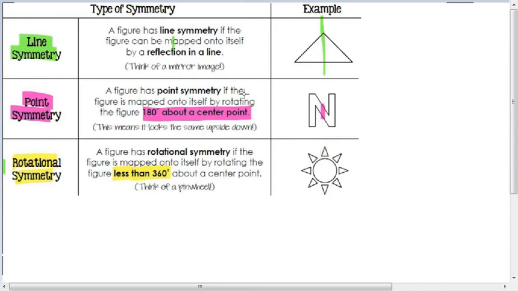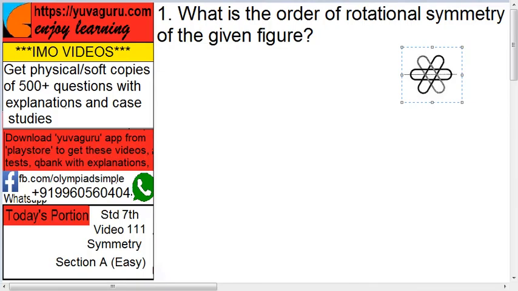Here there is a slight difference between point and rotational symmetry. Point means only 180 degrees; we have to move it upside down. Rotational means any angle less than 360 degrees. That is the only difference. So for this figure we want rotational symmetry, meaning if you rotate it by any angle less than 360 degrees, it should look the same.